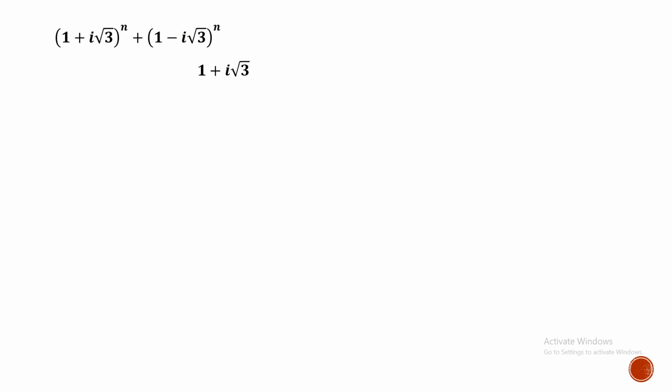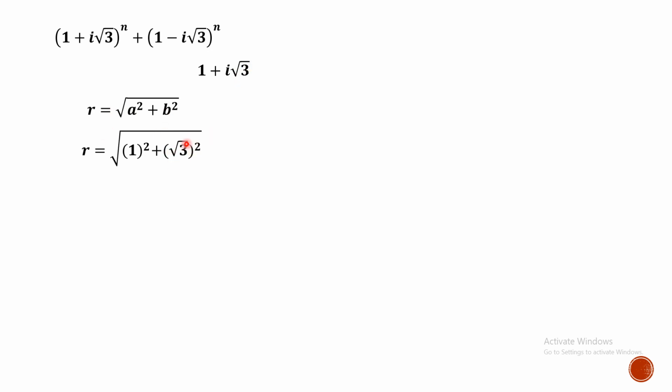If we take the modulus, that is r, it is nothing but root of a square plus b square, that is square root of real part square plus imaginary part square. Here our a value is 1 and our b value is root 3. If we substitute it here, we get the square root of 1 square plus (root 3) the whole square.